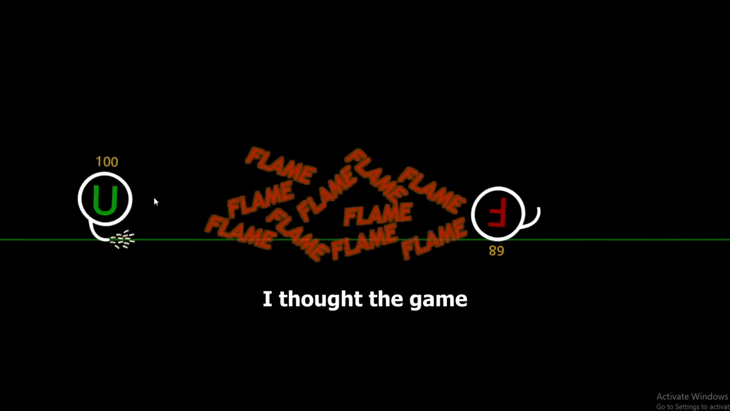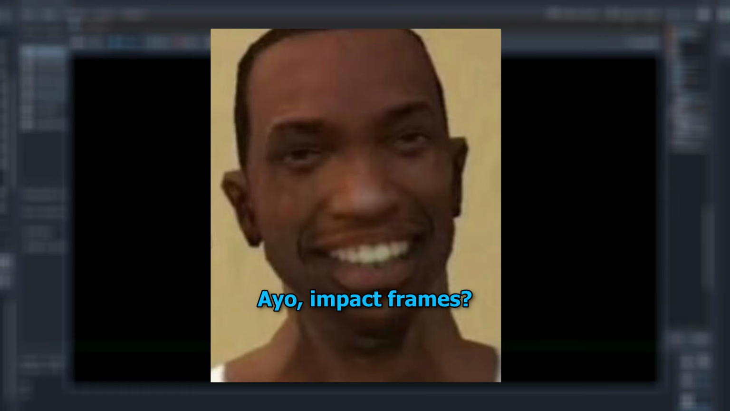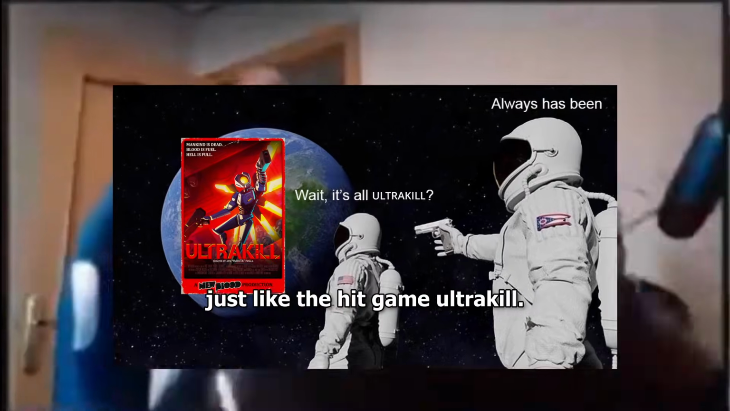Now at this point, I thought the game looked lacking. So I added impact frames. Hey yo, impact frames? Like the hit game Ultra Kill? Yes bro, just like the hit game Ultra Kill.